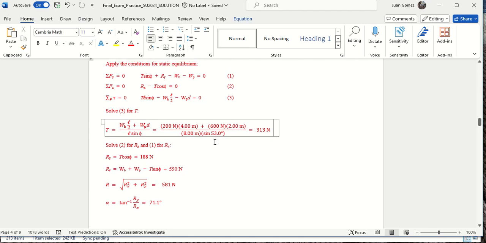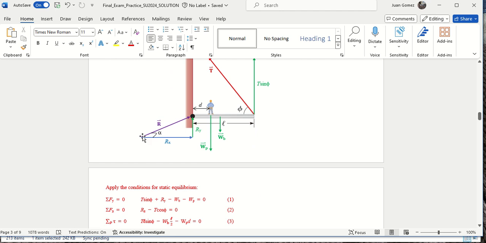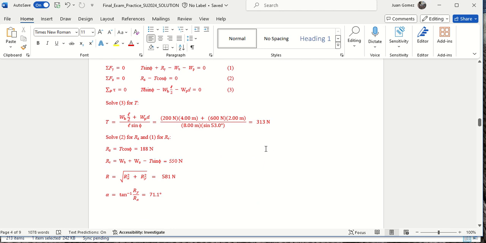Then you're not done. For the reaction force, I want the magnitude, i.e. the hypotenuse, Pythagorean theorem, and I want the angle alpha. I have Rx and Ry. Pythagorean theorem gives me the magnitude of R, and inverse tan gives me the angle. I misspoke: alpha is equal to the inverse tangent of Ry over Rx. Plug in your numbers. You get R is 581 newtons. Alpha is 71.1 degrees. And it's Q1, so this is fine.